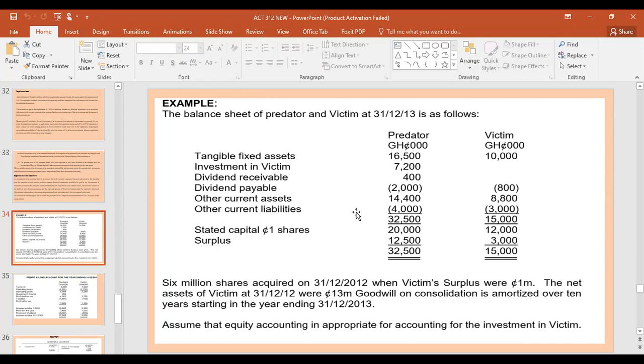Then you write, hello. Investment in victim. But this time around, hello, sir. Can you hear me? Yes. Consolidated balance sheet.